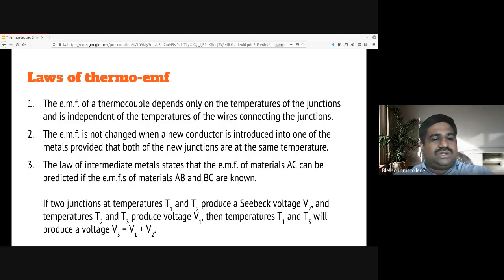And the third law is like superposition. The law of intermediate metals states that the EMF of materials A and C can be predicted if the EMFs of materials AB and BC are known. Say, for example, V2 is the Seebeck voltage if the two junctions are at temperatures T1 and T2, and V1 is the voltage when the temperatures are T2 and T3. Then temperatures T1 and T3 will produce a voltage V3 equal to V1 plus V2. It's like an algebraic addition. So these are the three laws of thermo EMF.